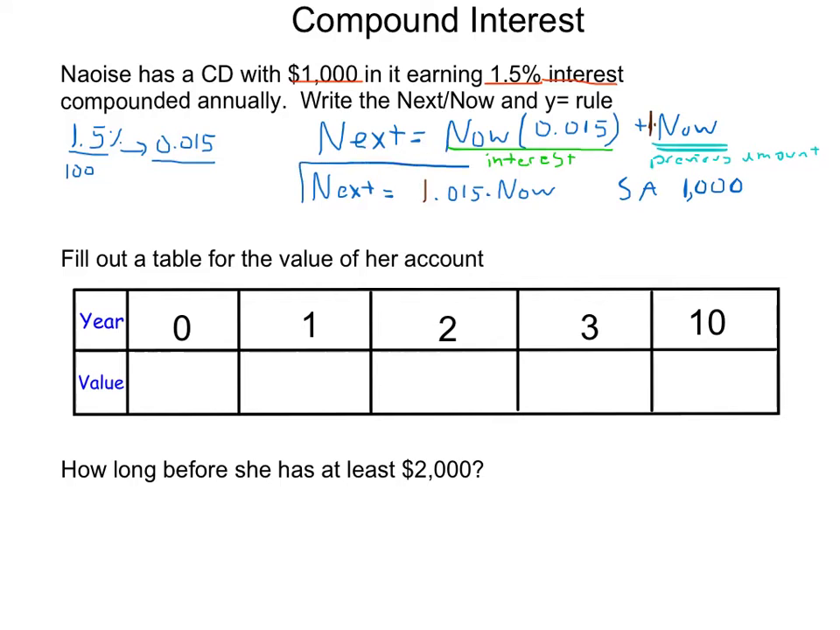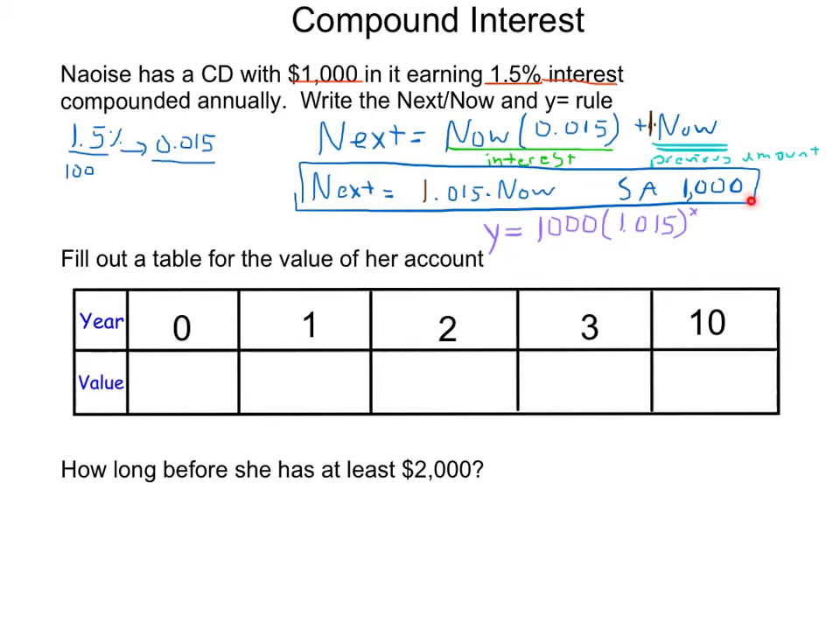Alright, we successfully have the NEXT-NOW form of the equation, and it's in this very nice format where it's just the NOW times a number, starting at. So I can convert this to a y equals rule. The starting-at value comes out in front, that's the y-intercept, and whatever we were multiplying by each time becomes the base over here, raised to the x power. That x is there as an exponent because this is exponential growth.